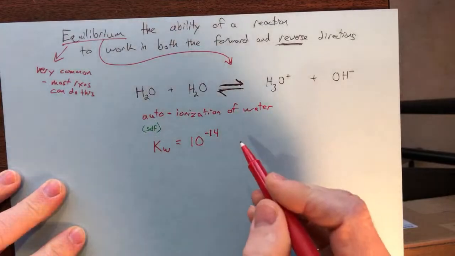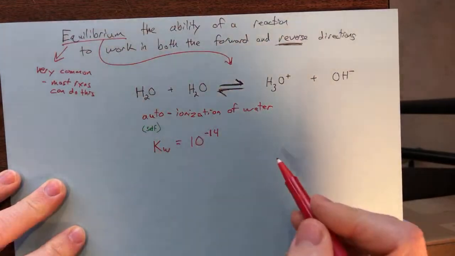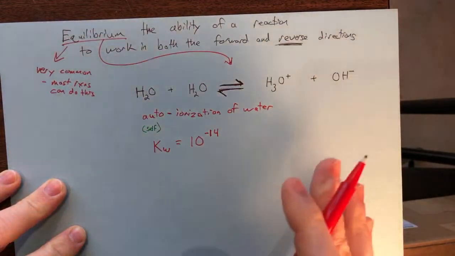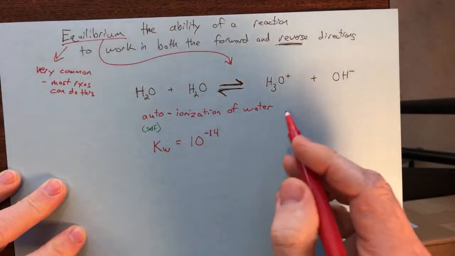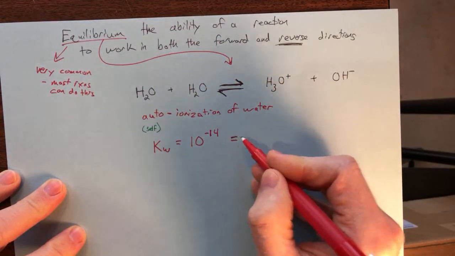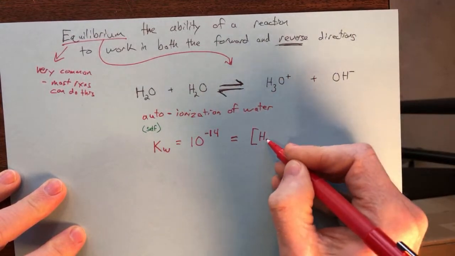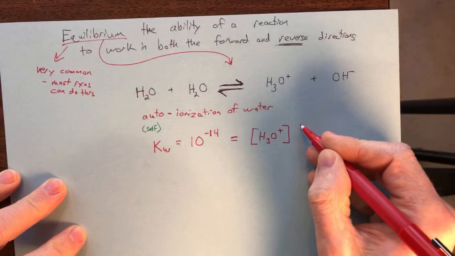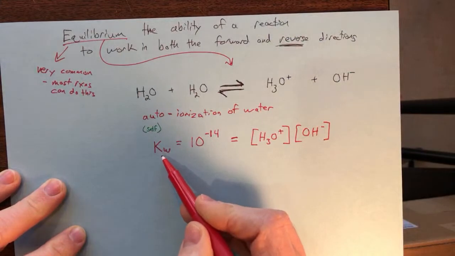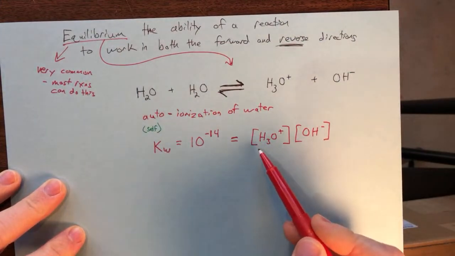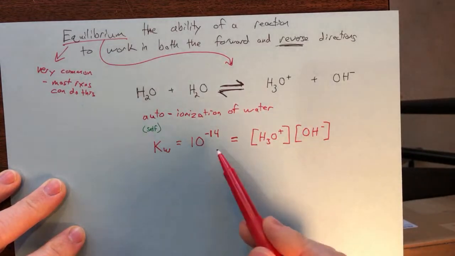And the equilibrium constant basically tells you how much product you make versus how much reactant you make. Again, I'm not going to go through the whole derivation of why this is, but in terms of equilibrium, this must mean that the amounts of the products that we have here, H3O plus times OH minus, equal a constant. So the product of the H3O plus times the OH minus will always equal a constant of 10 to the minus 14.